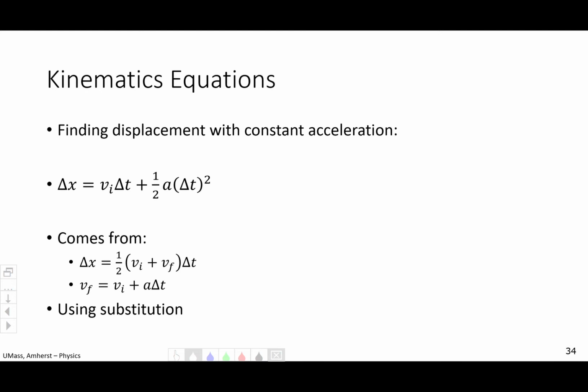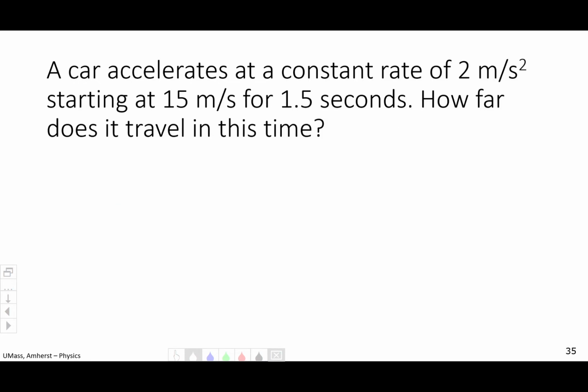So this comes from our two previous kinematic equations. It comes from delta x equals 1/2 vi plus vf delta t, and vf equals vi plus a delta t using substitution. I'm not going to do that derivation for you because it's a little bit complicated and it's not something that you need to know. What you do need to know is when we look at this new formula, we have vi times delta t. This delta t squared is its own little unit multiplied by a multiplied by 1/2. So remember, only square the time. All right. So let's go ahead and use this.